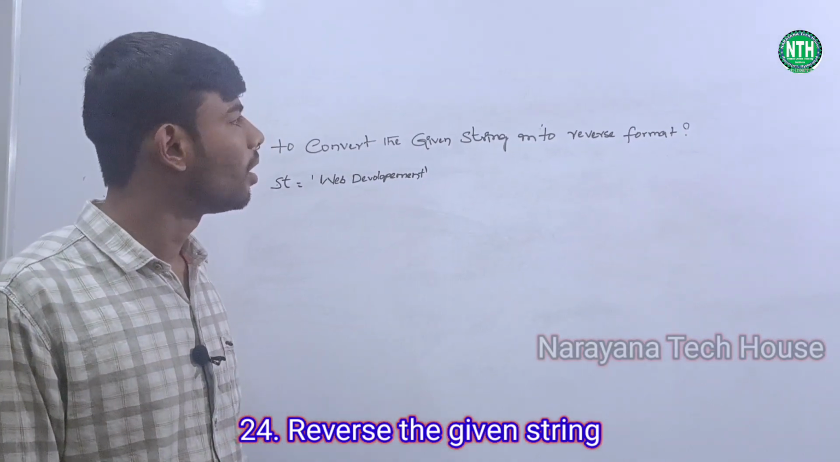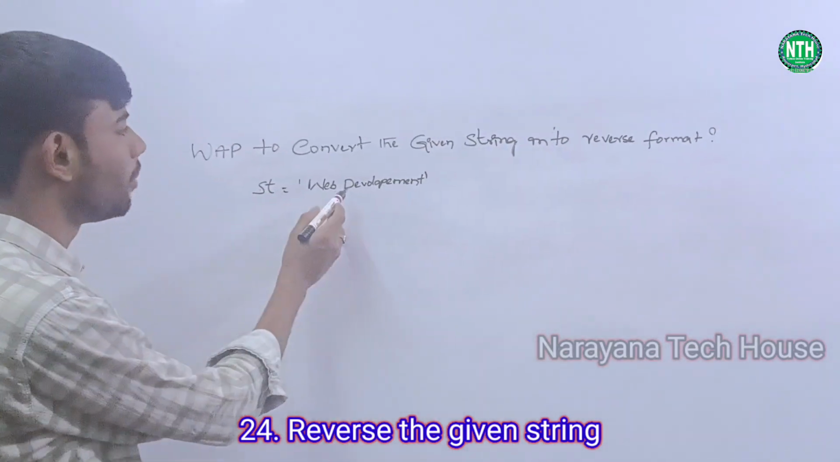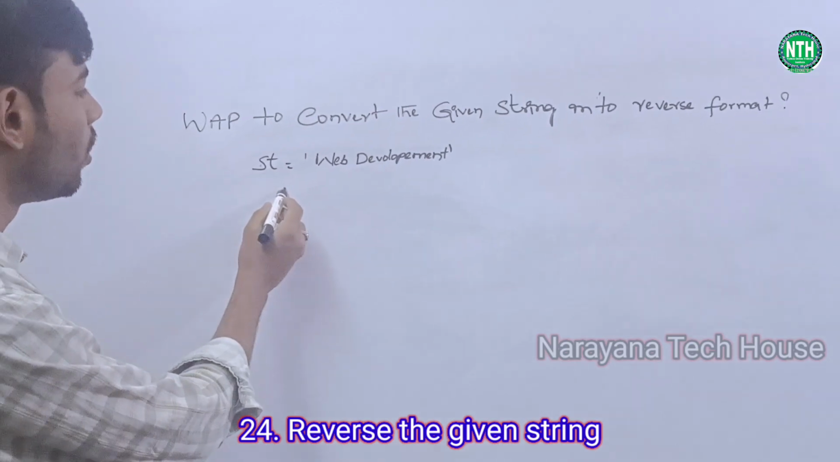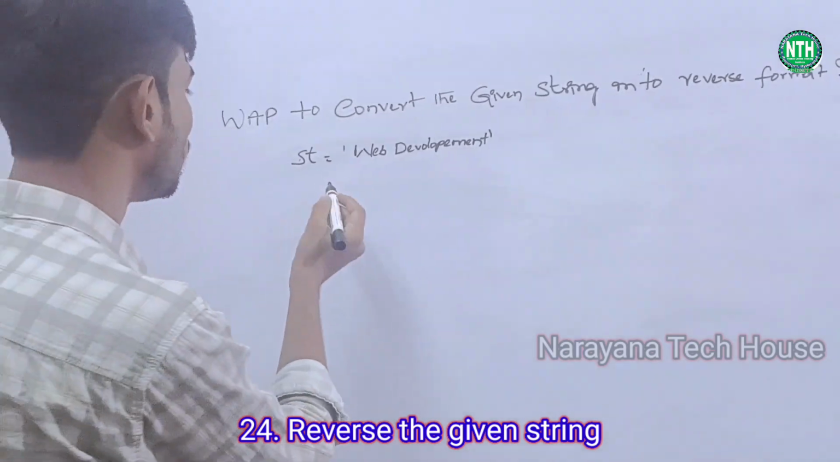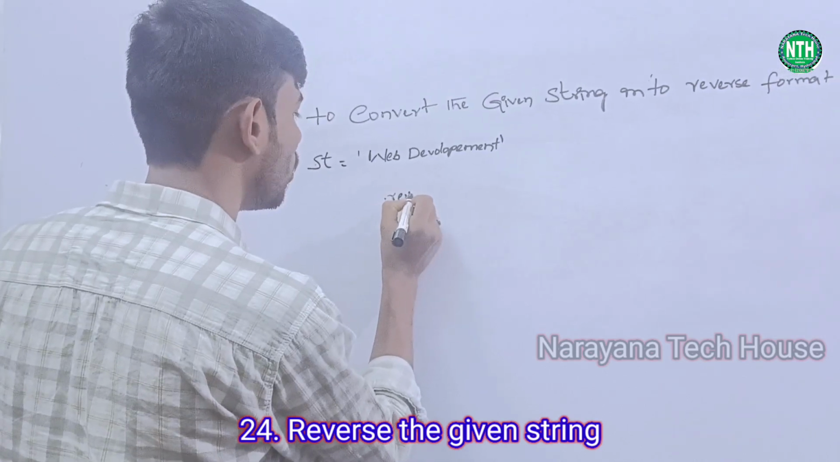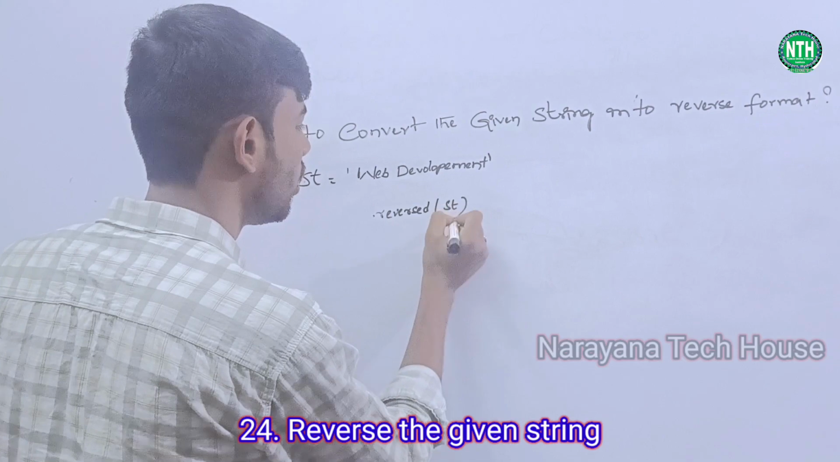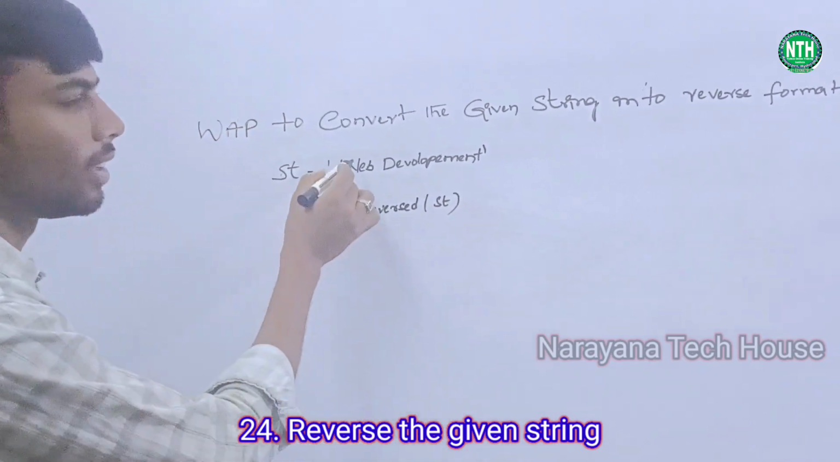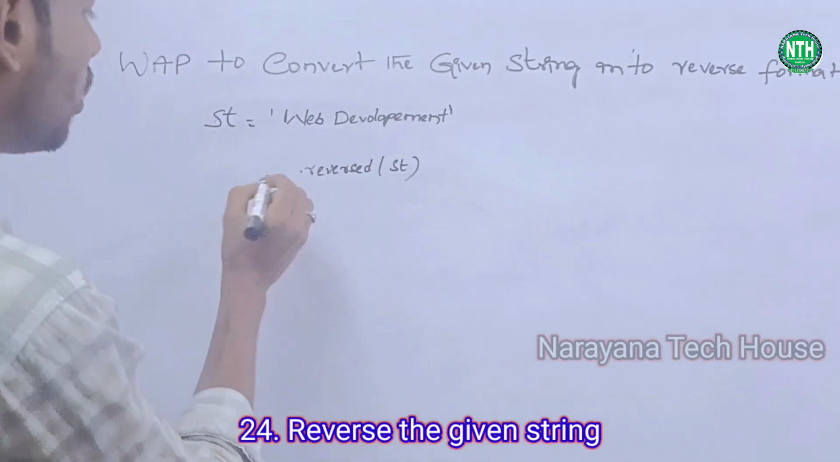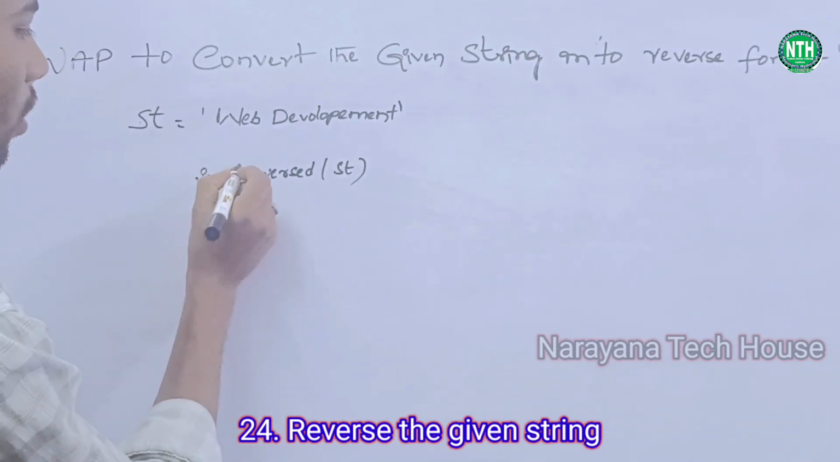Now I explain how to reverse the given string. Now I take the string "web development". I want to reverse the given string using the reversed function, and also dot join of.